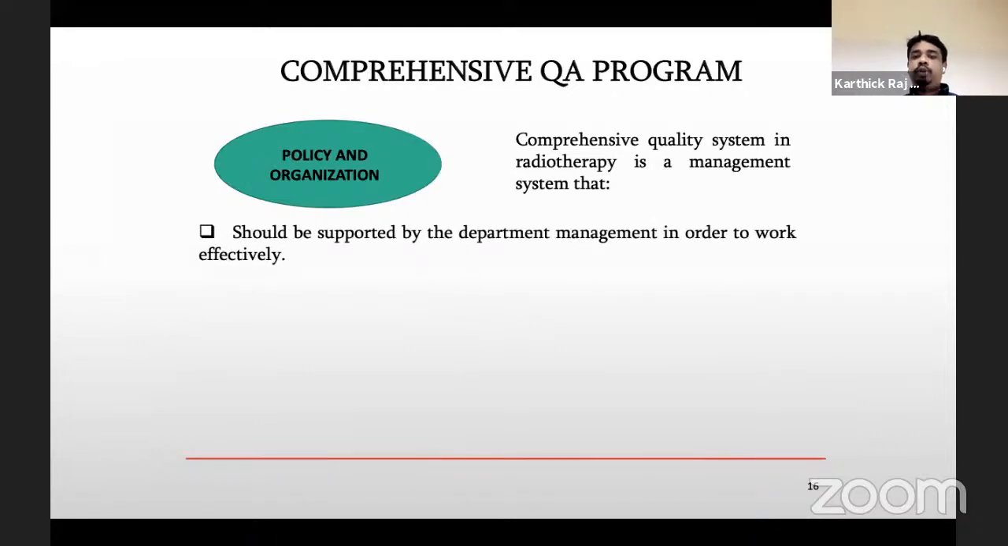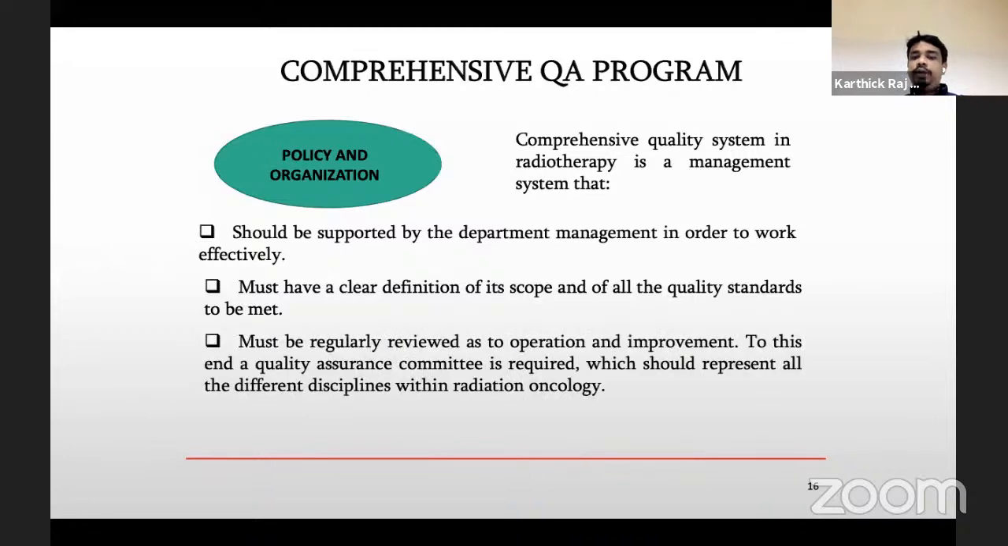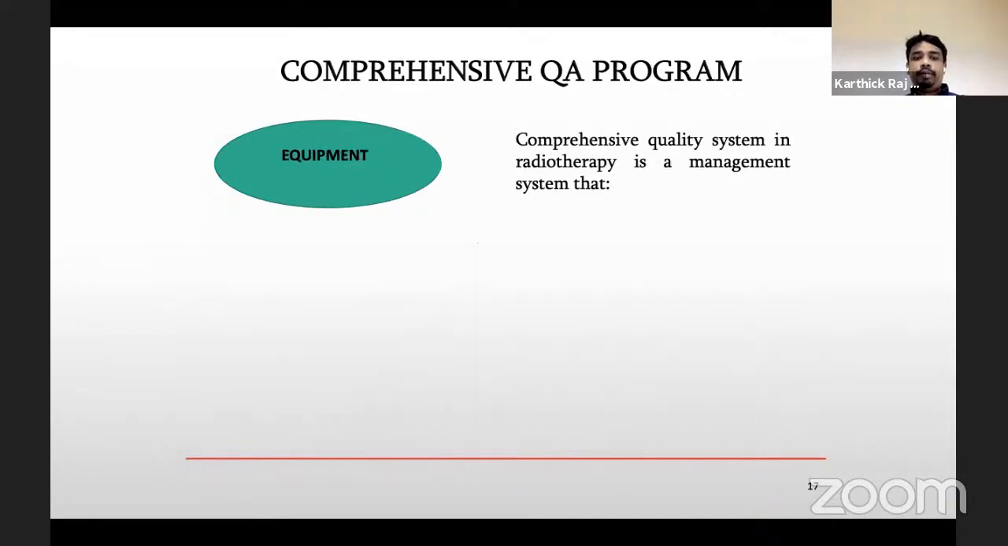Management should be supported by the department management. If there is no management support, it will be very difficult to have a comprehensive QA program in a department. So you always need support from your management, including all the aspects. You need clear definitions of scope and quality standards to be met, and it should be regularly reviewed so that you don't lapse in the process. You started the department with a good quality assurance program, and if you don't have regular follow-up, you'll end up losing all the quality assurance you established at the beginning of the radiotherapy department.